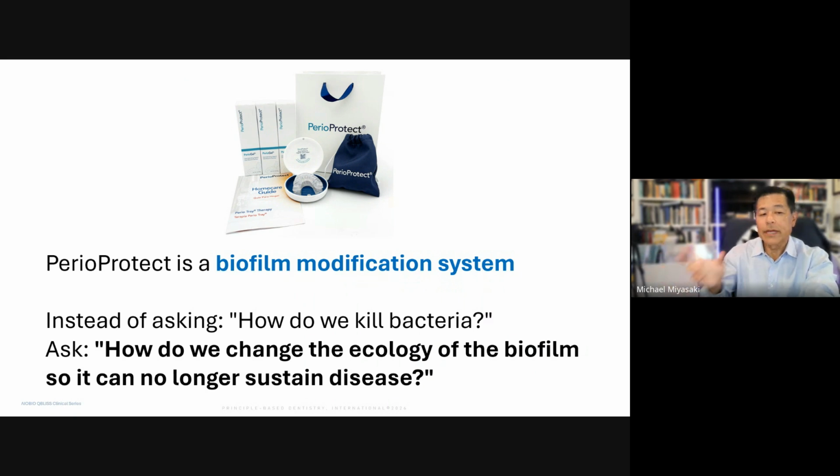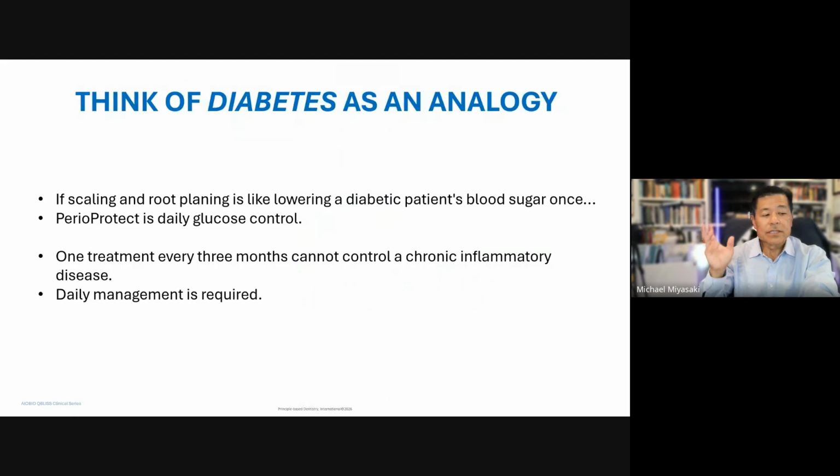So what we're trying to do is we're not trying to kill all the bacteria, because remember, we have good biofilm and pathogenic biofilm, but what we're doing is we're changing the environment of that biofilm so we no longer have disease. And think of it as a diabetic. They take their insulin, but we have to control the sugar over time.